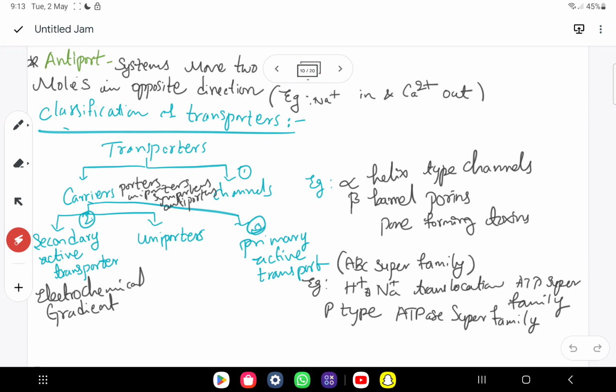Okay, these are some of the transporters. So transporters are of two types: carrier transporters and channel transporters. Carrier transporters are primary active transporters, secondary active transporters, and uniporters. Most carriers are porters: uniporters, symporters, or antiporters. Secondary active transporters use electrochemical gradients. Primary active transporters are the ABC superfamilies, ATP superfamilies, P type ATPase superfamilies, and channels are alpha helix type channels, beta barrel porins, and pore forming toxins. We can say that these all are transporters.